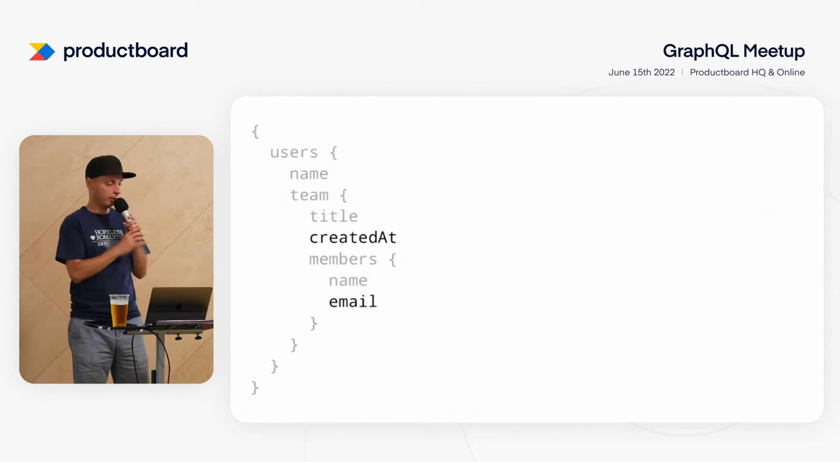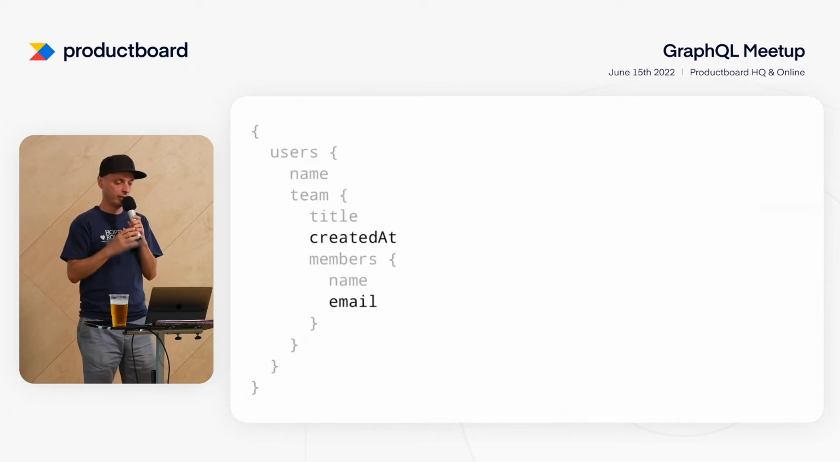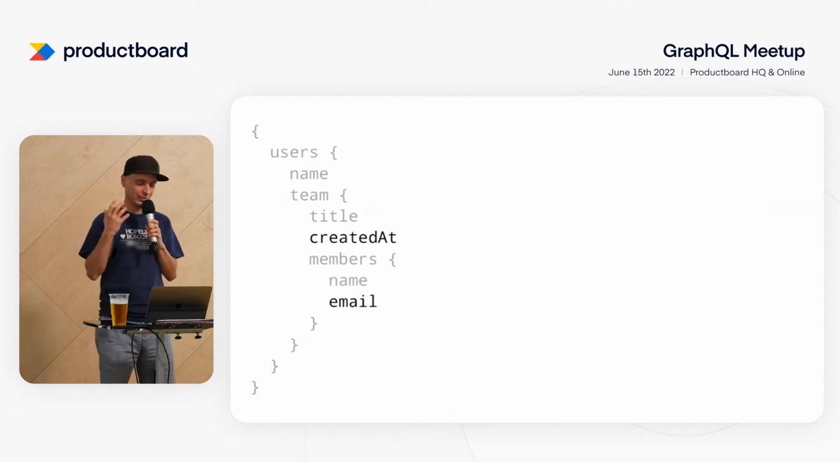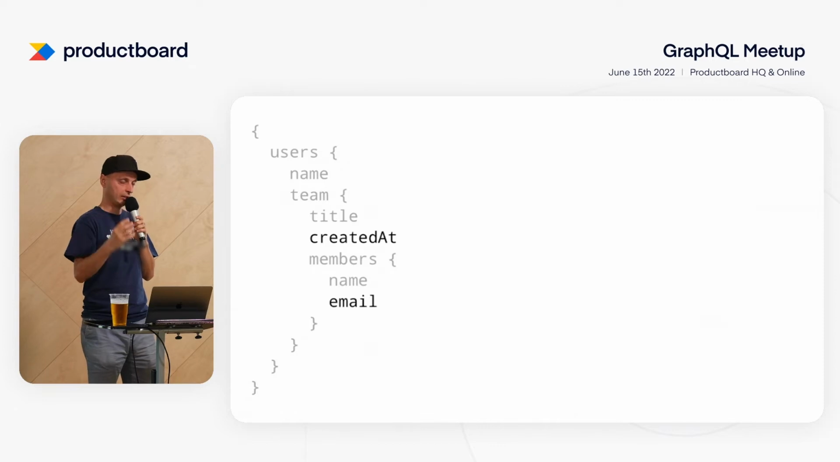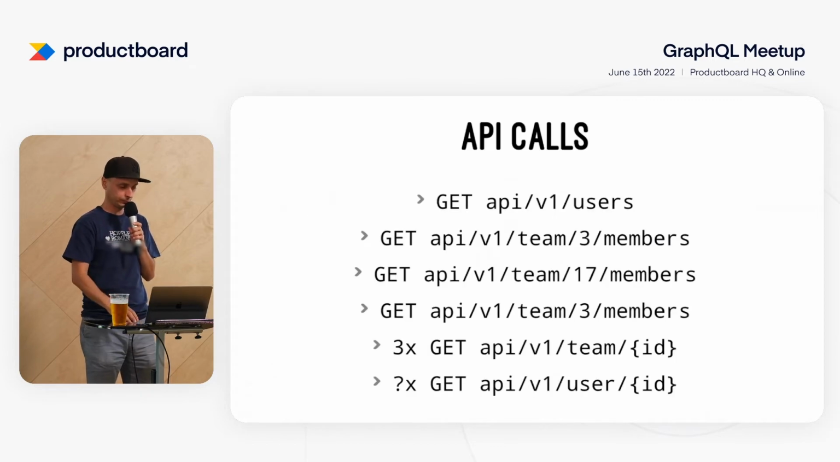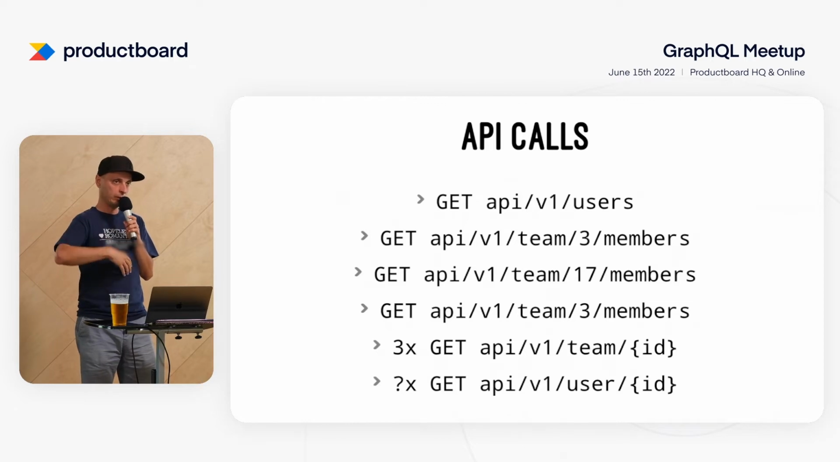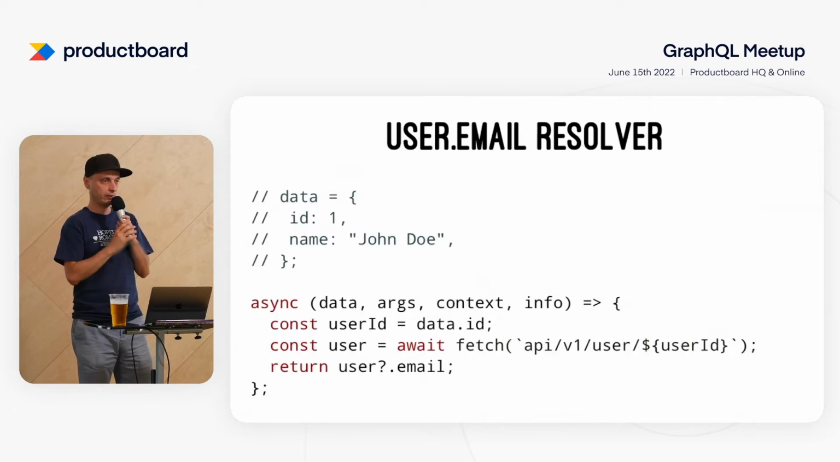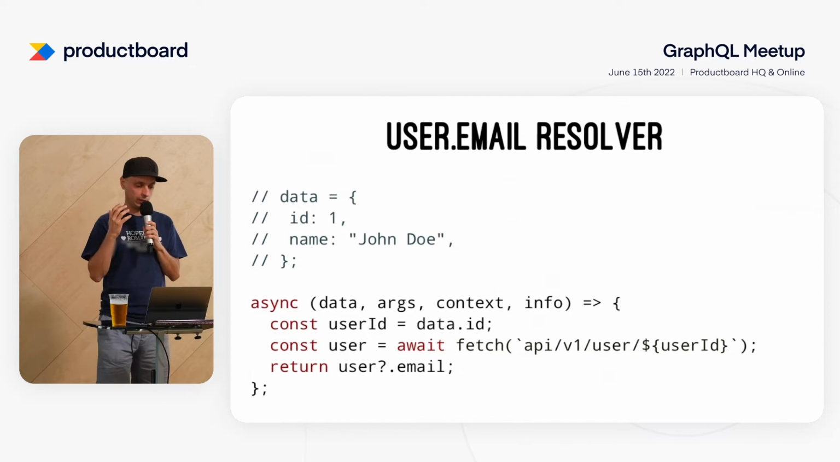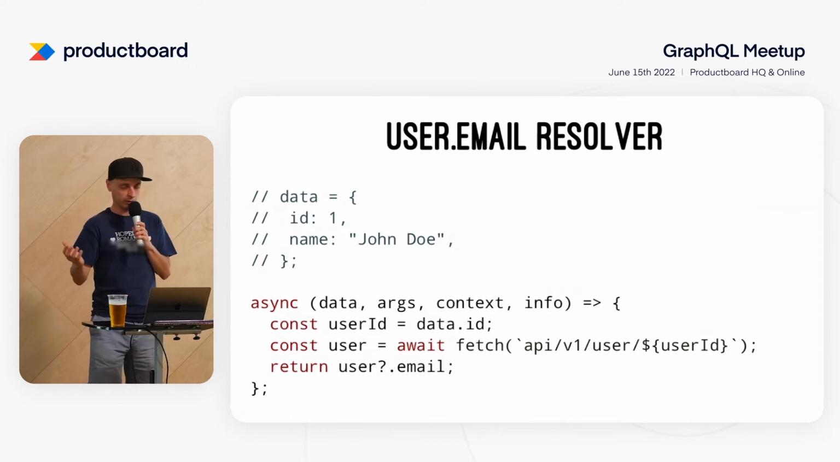So in a team, let's say we would be interested in when the team was created, and in the members of the team, we would like to also have an email. Those are data that are not present in the API responses we already saw. That would lead us to multiple API calls on top of those previous 4. We would also have to call the team detail multiple times, and the user detail many more times. Because when we want to return the user email, we receive the data from the parent, just the ID and the name, and we have to call the user detail to get the email and return it.